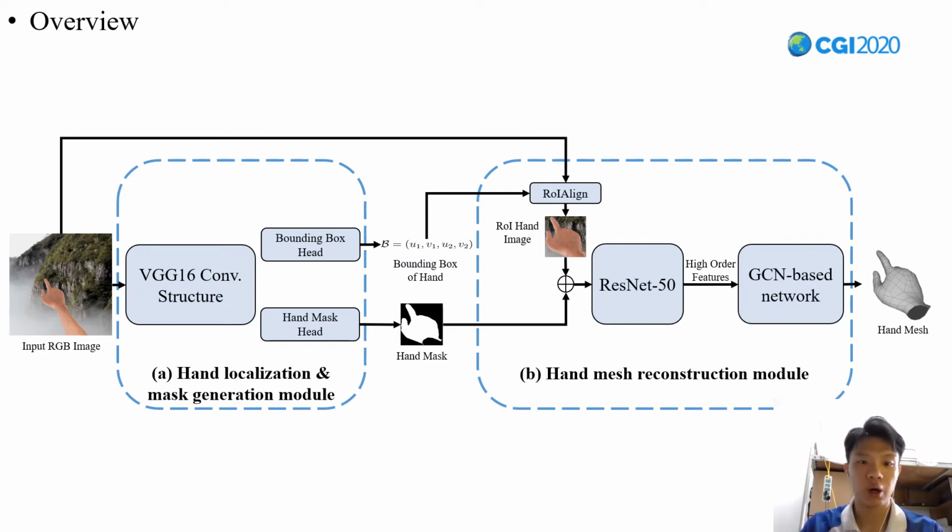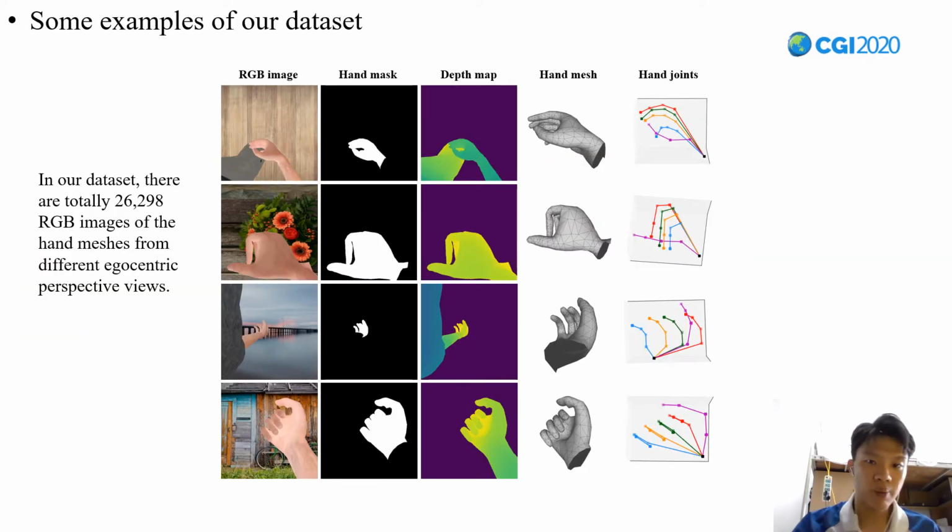This is the overview of our framework. These are 4 examples of our hand mesh dataset. Each row represents a sample, and each column indicates the type of data for each sample. Our dataset totally consists of 5 kinds of data. For example, the first column is RGB image. It's the input image, and the second is hand mask, which indicates which pixels are hands. And the third is depth map. The fourth is hand mesh, and the fifth is hand joints data.